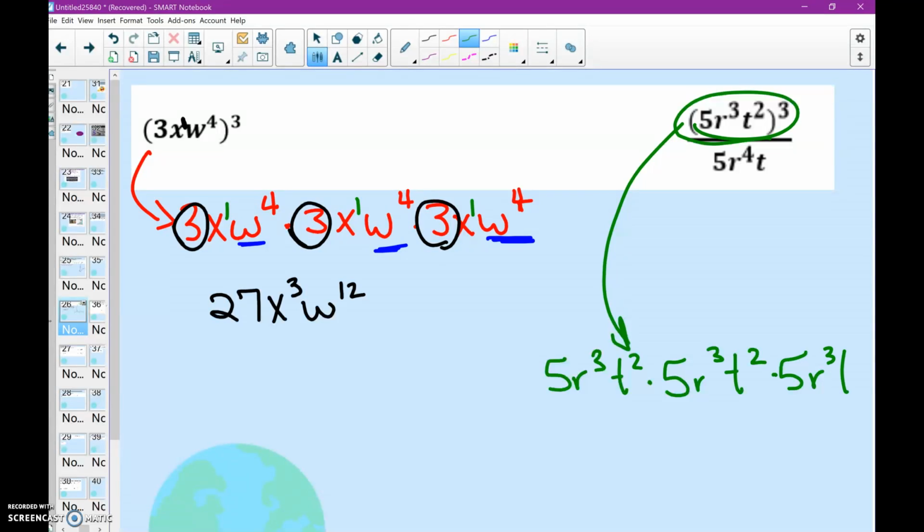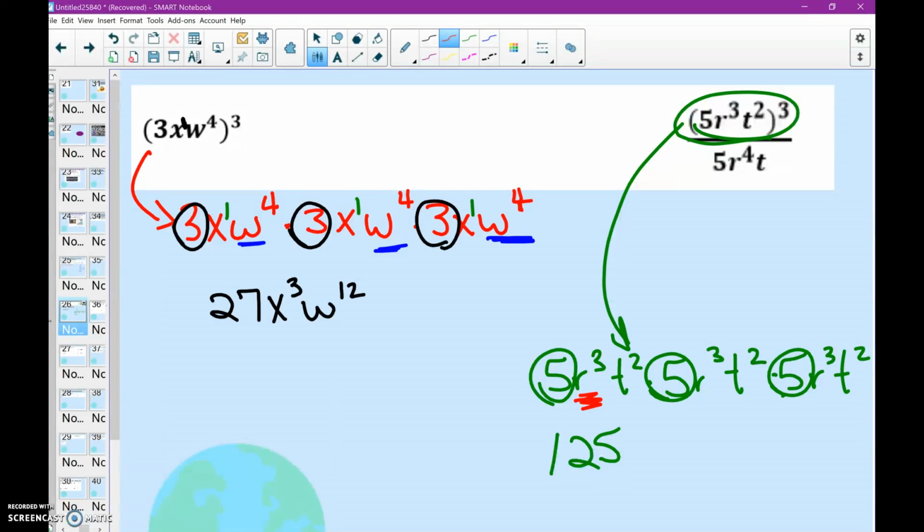Whole thing has to be repeated 3 times, because it's the 3rd power. We're not going to pay attention to this one for right now. Just going to leave it alone. Let's get this group figured out. We've got 5 times 5 times 5. 5 times 5 is 25. 25 times 5 again is 125.